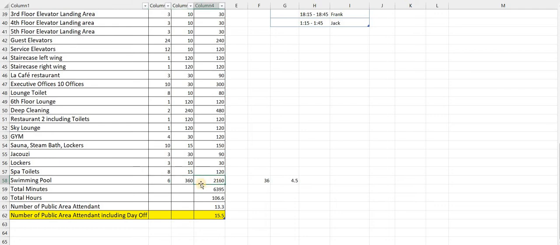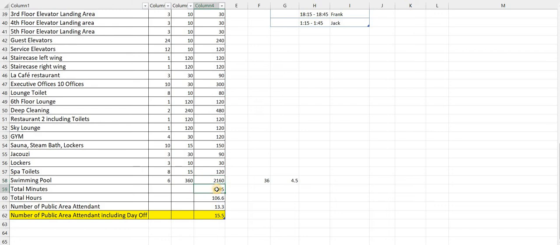I intentionally made this one in order to make 2160 minutes, which means around 36 hours. It means around 4.5 employees, almost 5 to handle. Maybe you have 2 persons as lifeguards, and another one to handle the towels and provide guests with towels.